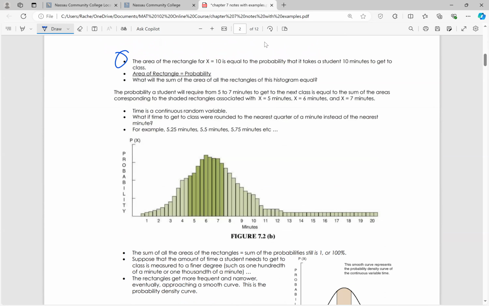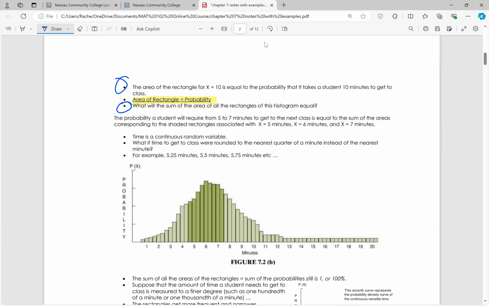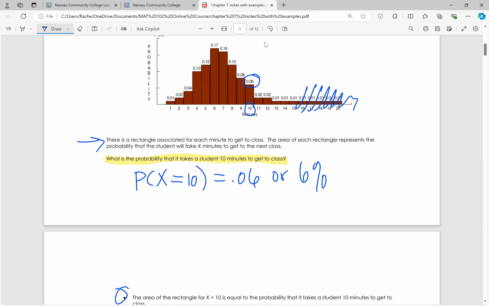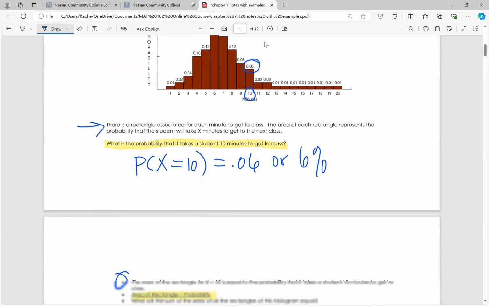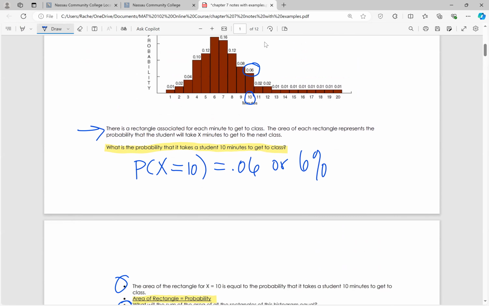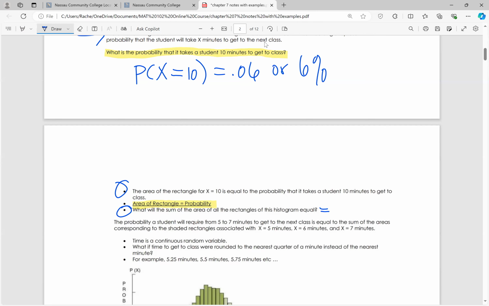So here I say the area of the rectangle for x equals 10 is equal to the probability that it takes a student 10 minutes to get to class. And again, here I'm reinforcing that the area of a rectangle is equal to probability. So without even adding them all up, what will the sum of the area of all the rectangles of this histogram equal? If I were to add up all the probabilities associated with each rectangle in this histogram, they're going to sum up to 1, right? All the probabilities in a probability distribution should sum up to 1. I'm not going to do it, but you could check on your own, add all those up, and it's going to equal 1.